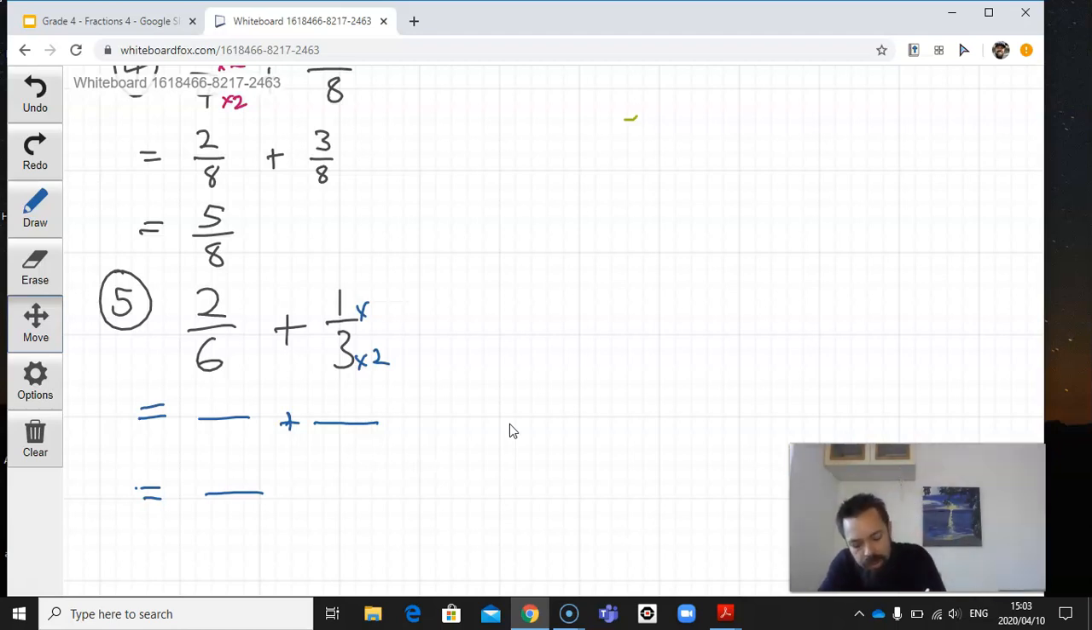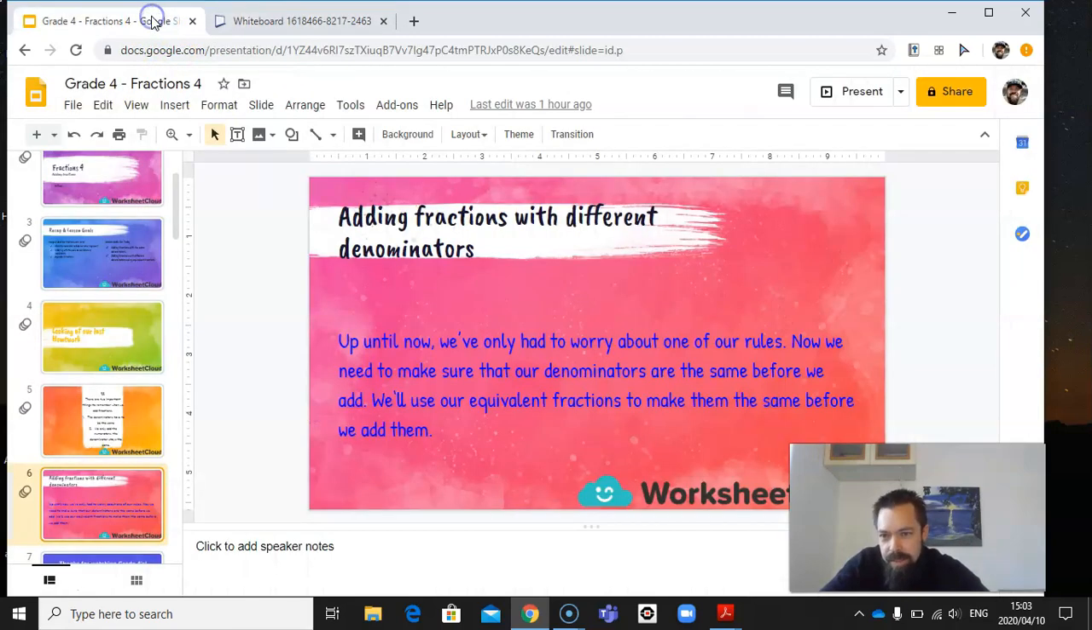So, leaving the one on the left unchanged, 2 over 6, or 2/6, making sure that I do the same to the top and the bottom on the right, I end up with 2/6 as well, and that's because 2 over 6 is an equivalent fraction for 1 over 3. Now that my denominators are the same, I can add them. 6 stays as my denominator, 2 plus 2 is 4. And there is my answer. I hope that is making sense.